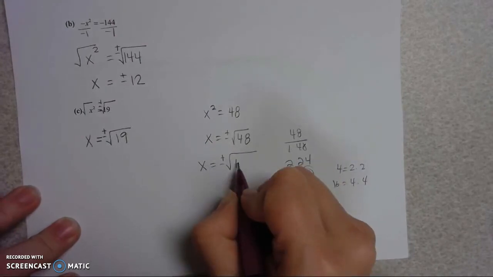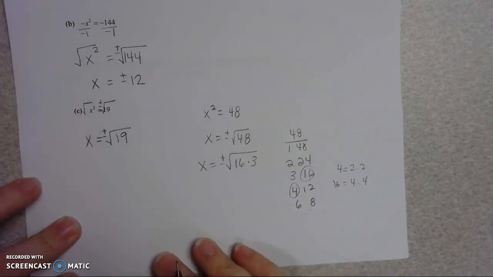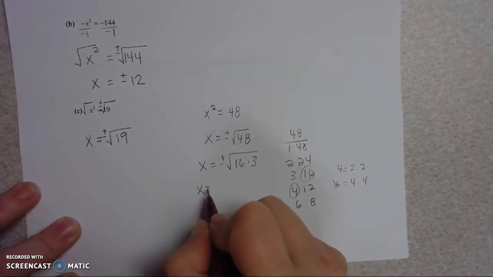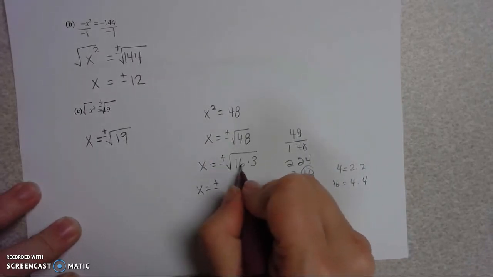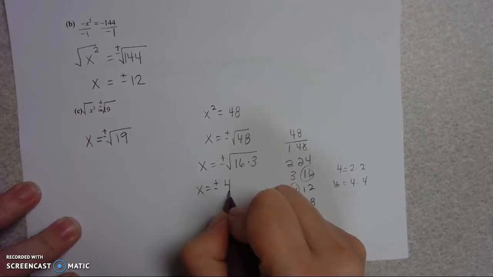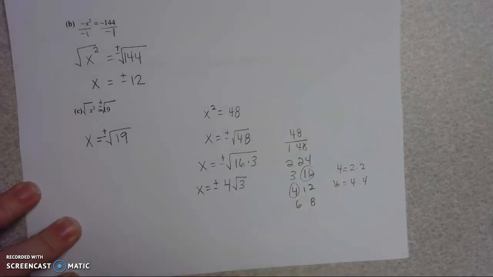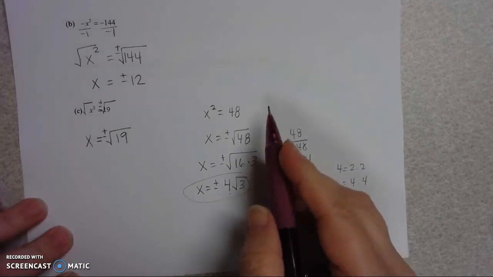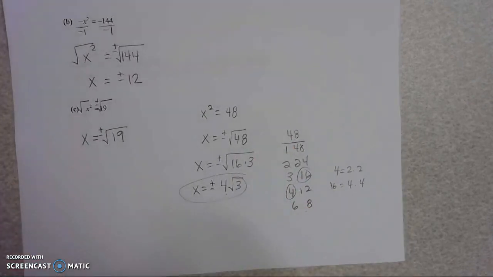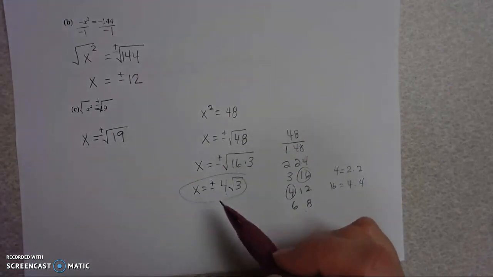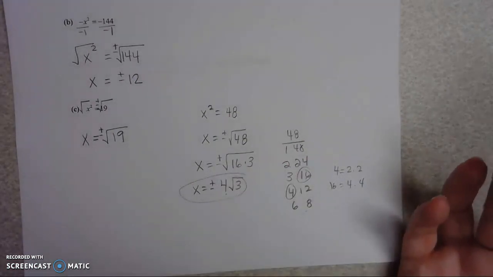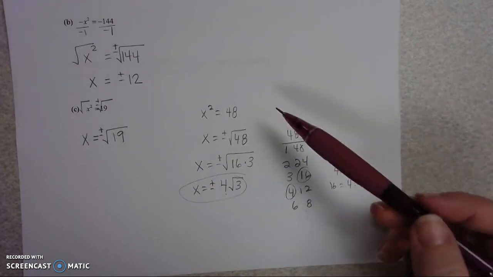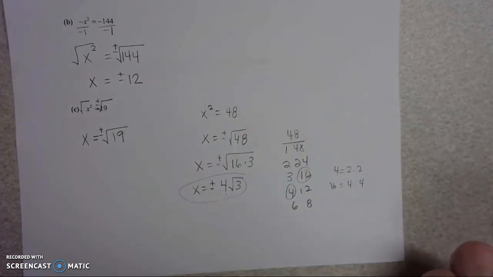So I could write 48 as 16 times 3. Then the square root of 16 is 4, and the square root of 3 stays under the radical. So this would be the simplified version. We don't want decimals, remember. We always want it written in simplified fraction or radical form. So if you need help on simplifying these square roots, then either come see me or go to the Learning Lab to get some help with that.